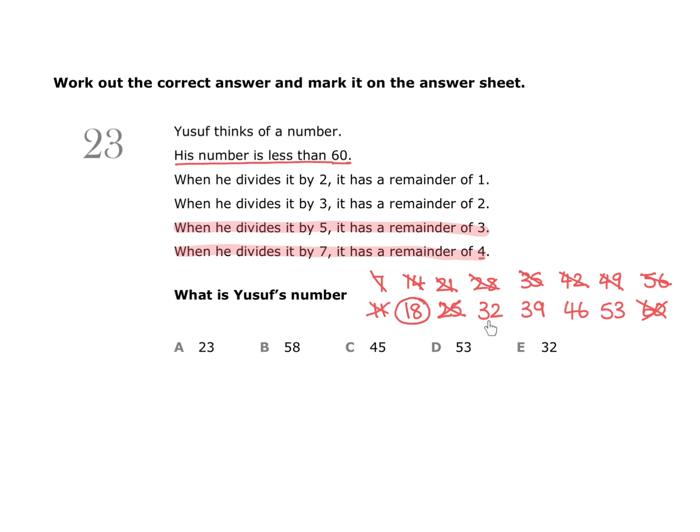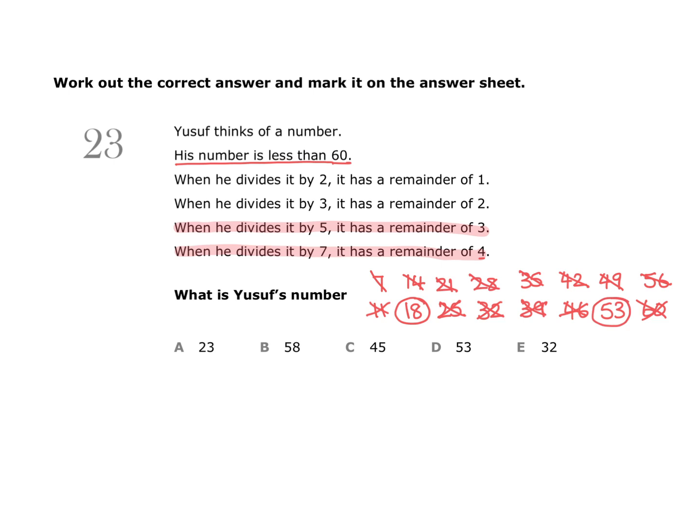32 divided by 5 would be 6 with a remainder of 2. 39 divided by 5 would be 7 with a remainder of 4. 46 divided by 5 would be 11 with a remainder of 2, but 53 divided by 5 would be 10 with a remainder of 3. So now we have two possibilities.